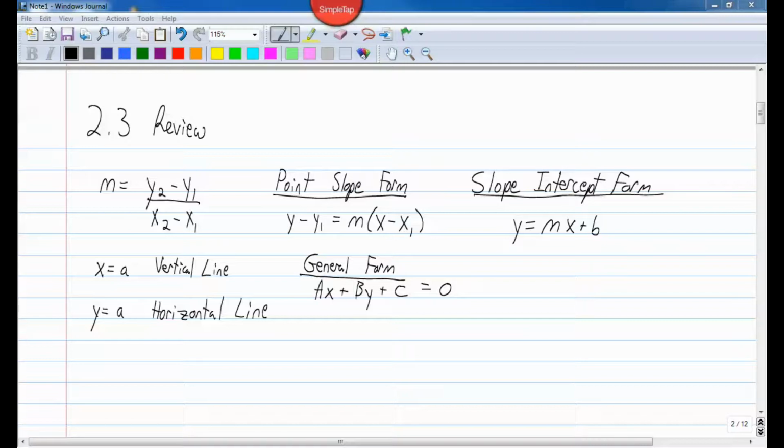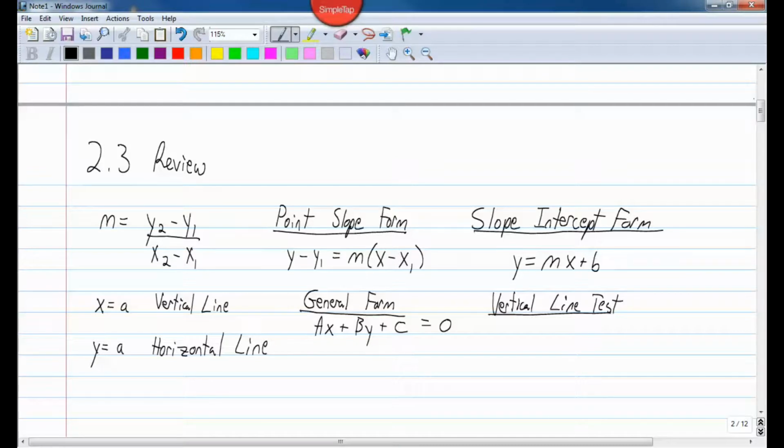The only other thing that we went over was the vertical line test. The vertical line test says that if you draw a vertical line and it touches the graph once, then it is a function. If it touches more than once, it's not a function. And that was a little bit of a review.